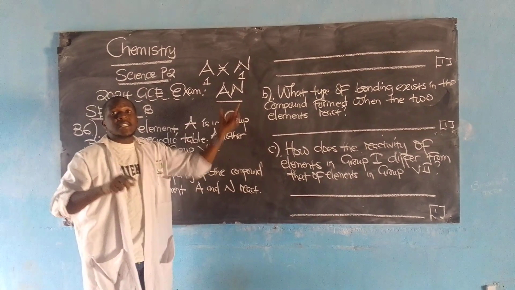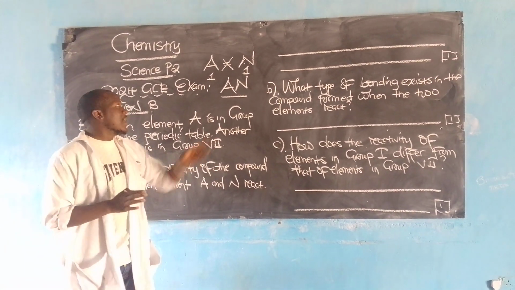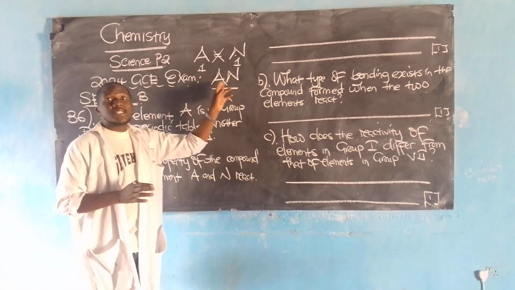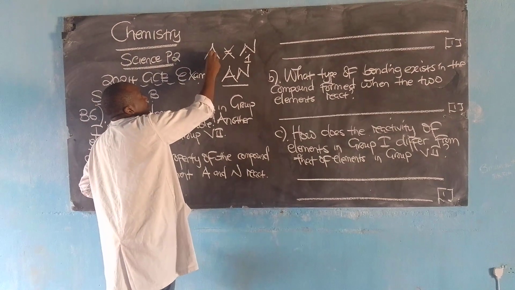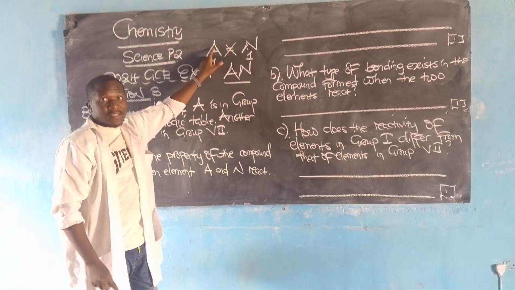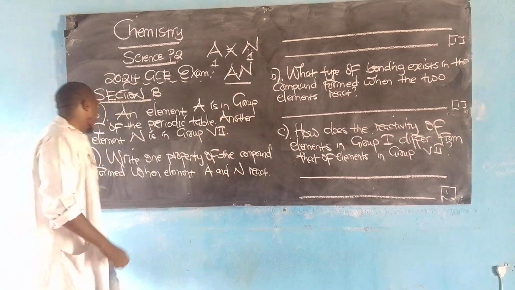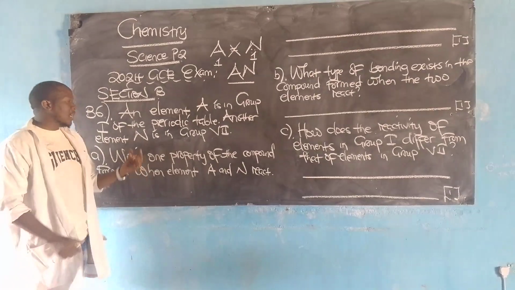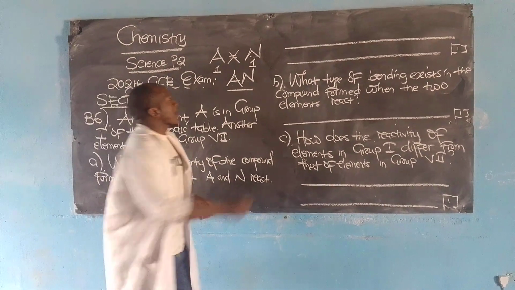So this compound is made of a metal and a non-metal, and at the same time, this type of compound is going to consist of ions, because when these elements react, one is going to have a positive charge, then the other is going to have a negative charge. So the first one says, write one property of the compound formed when elements A and N react.